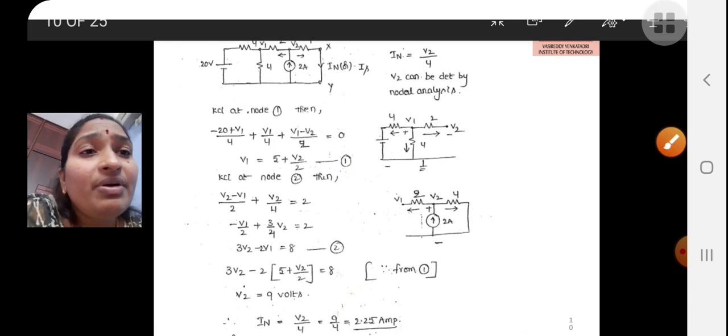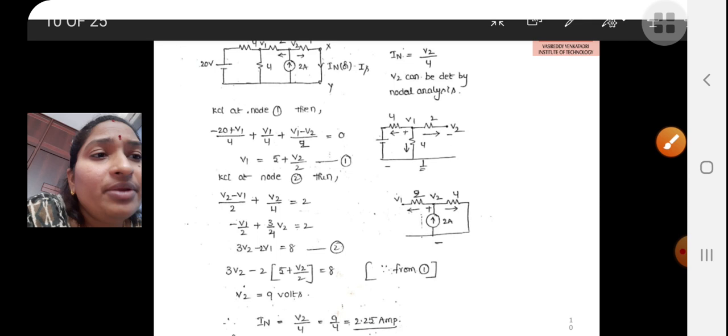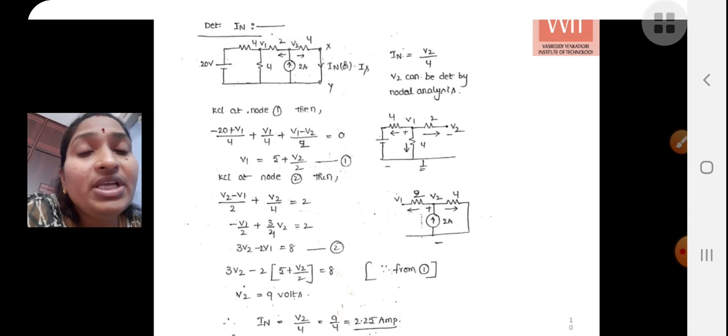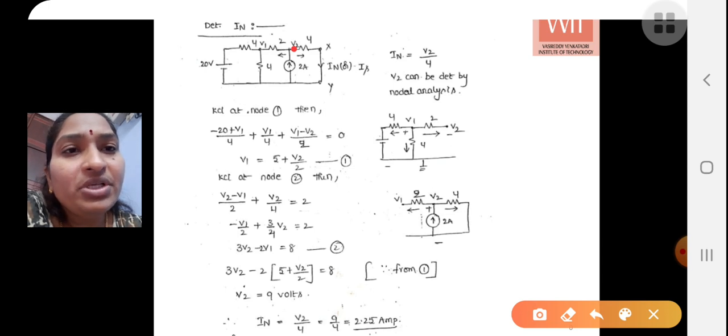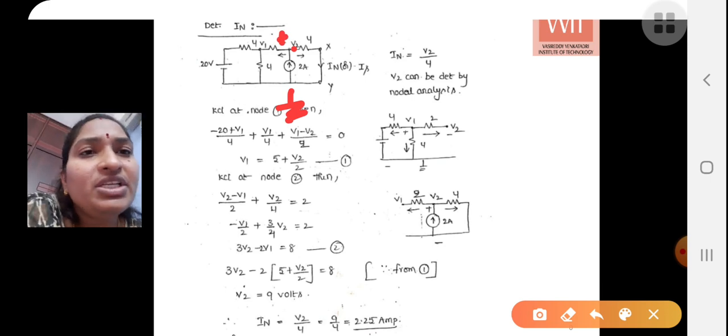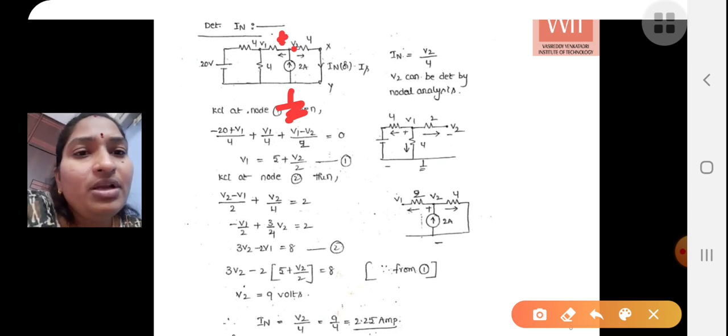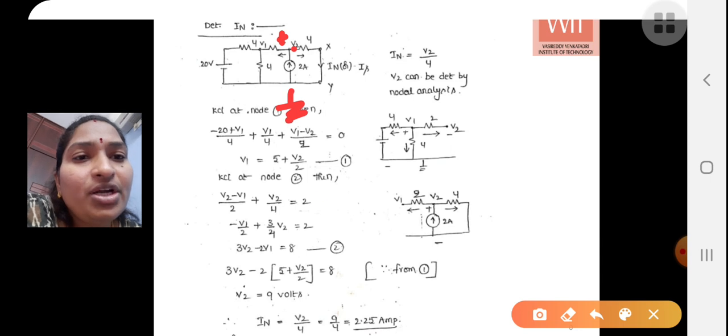Now apply KCL at node 2. So here this is our node. We have 3 branches connected, and the arrow direction of currents is also shown. Why? Because V2 is positive with respect to ground. So let us write the KCL equation at node 2.